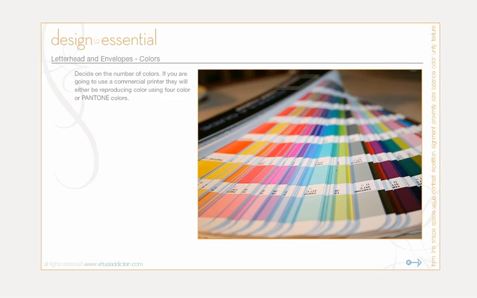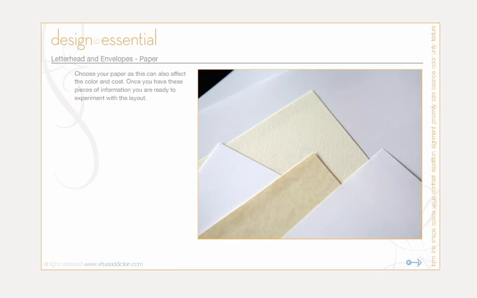Your other option is to use the solid Pantone colors. There are over 1,000 solid Pantone colors, and you can use a Pantone book or a formula guide to choose the color you want, and then provide the numbers to the printer, and then they'll buy the containers of that specific ink and print your job using it. You're always going to be assured that the color that you pick is the color that you get. The other thing that you need to make a decision on is choosing your paper. This can also affect the color and the cost. Once you have these pieces of information, you're ready to experiment with the layout.